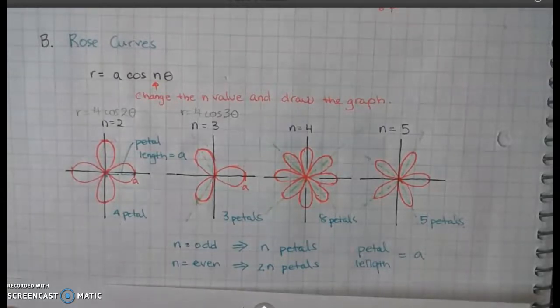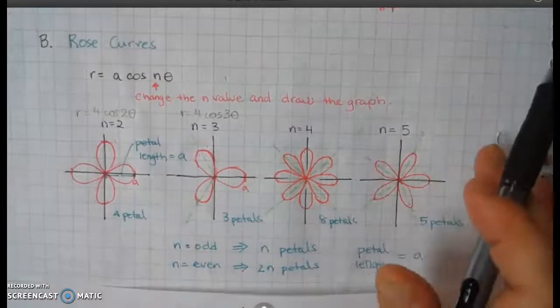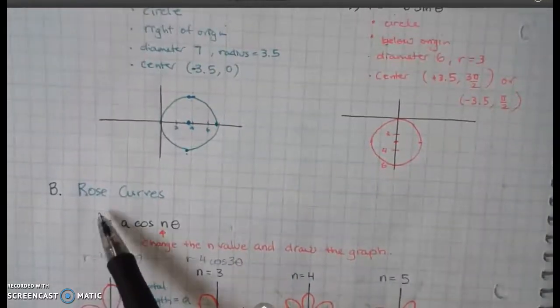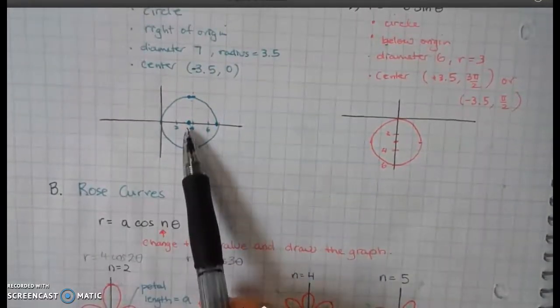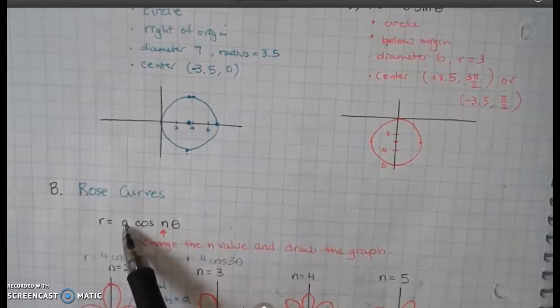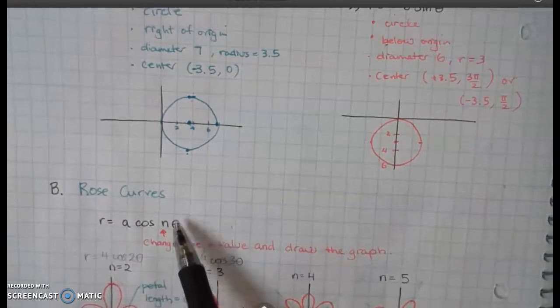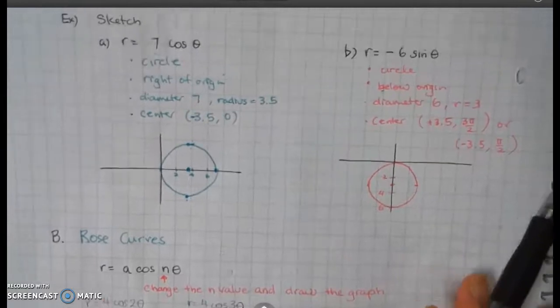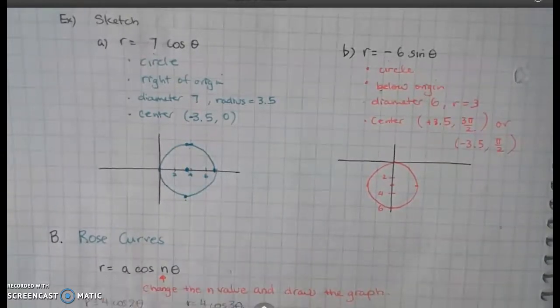An interesting thing is that, remember the circle that we graphed? This is really the rose curve when n is equal to 1. Remember, it's just like 4 times cosine of 1 theta. That's this curve right there. Okay, so that's what happens.